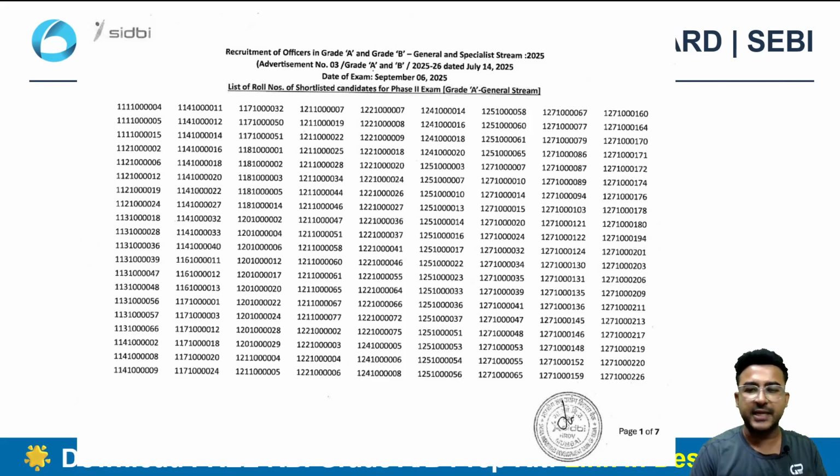Hello everyone, your SIDBI phase 1 result is finally out, both for your Grade A and for your Grade B. You can have a look. अगर इसके अंदर आपका यहाँ पे रोल नंबर है तो congratulations to all of you, right? Those who are getting selected for the phase 2 examination, right?